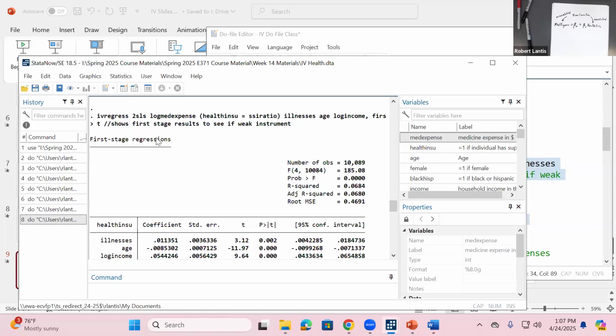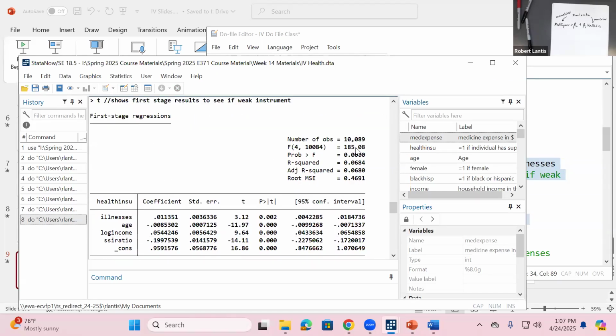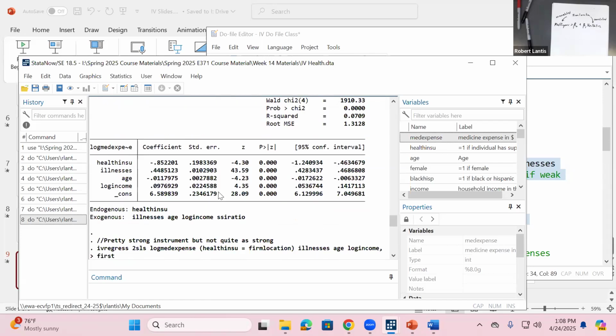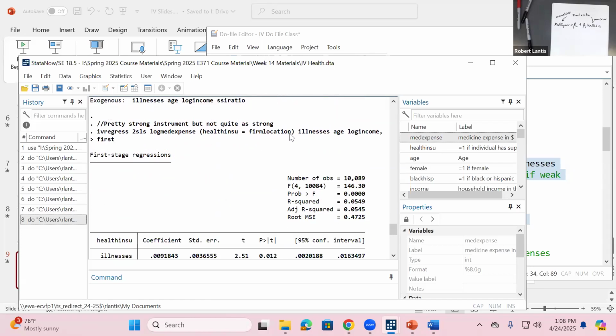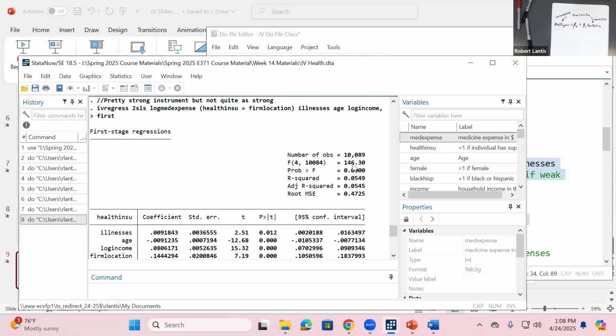So that first instrument, if I'm looking at its F statistic, it's 185. Is that above 10? Yeah. So this is definitely going to be a pretty valid instrument. Now, to your point, if I am thinking about p-values, which one would be a good indicator for a better instrument? I would actually want to be looking at that p-value from my first stage, right? So if I then compare that to the first stage when I was using firm location, well, what's my F statistic?